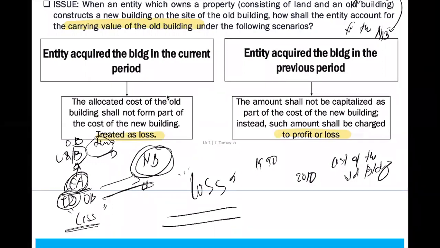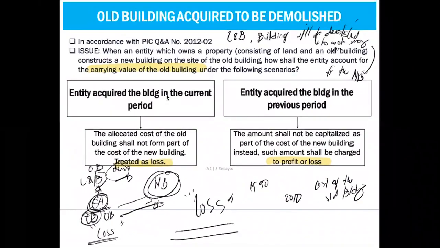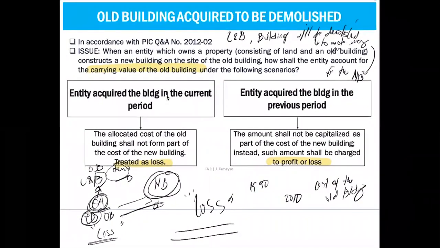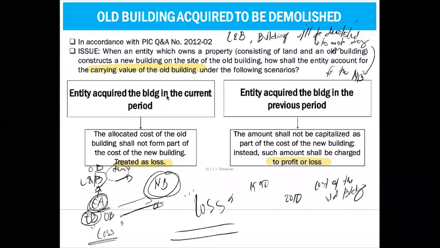Sir, what will be included on the cost of your new building? Only the demolition cost, net of proceeds. Nasundan? I hope nasundan natin yan. Medyo weird talaga tong PIC na to. Dapat nga kahit wala na tong PIC, alam natin na iti-treat natin yung loss na yan kasi wala namang transfer of economic benefits. But anyway, mas okay na merong Q&A para at least klaro tayong lahat on how to account for the cost of the old building.